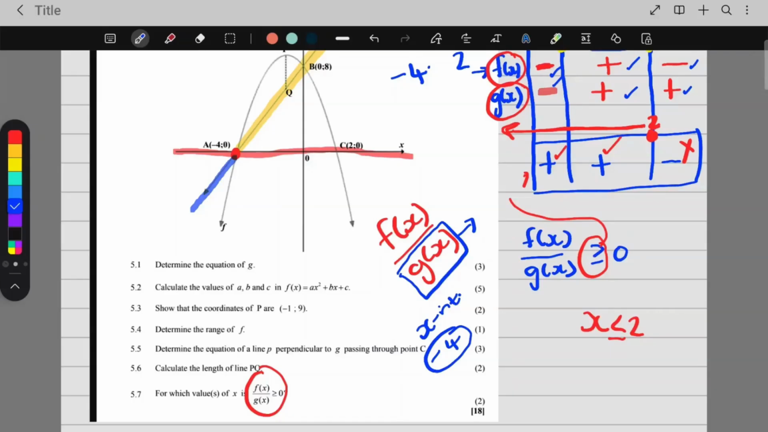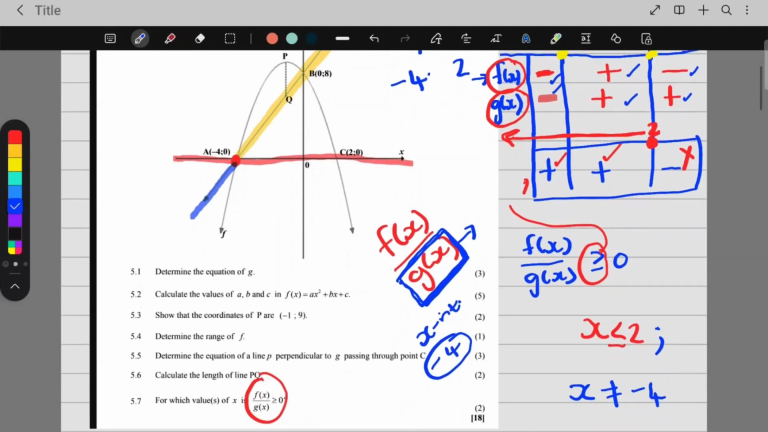So that means x is less than or equal to 2, but x cannot be negative 4. x cannot be negative 4, because when x is negative 4, this whole function is 0, and I can't divide by a 0. So that's a little bit tricky, but I think if you go over this again, you will understand.